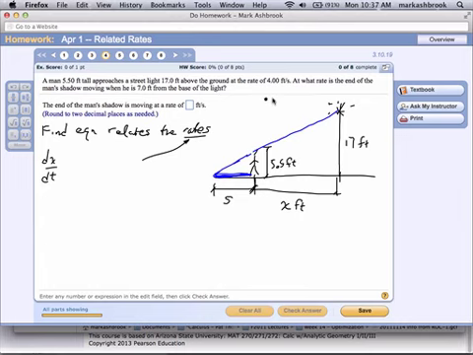And it says at what rate is the end of the man's shadow moving when he is 7 feet from the light? So what rate is that? ds/dt? So imagine how fast S is changing. Is that how fast this is moving? No. Sharon, why not?